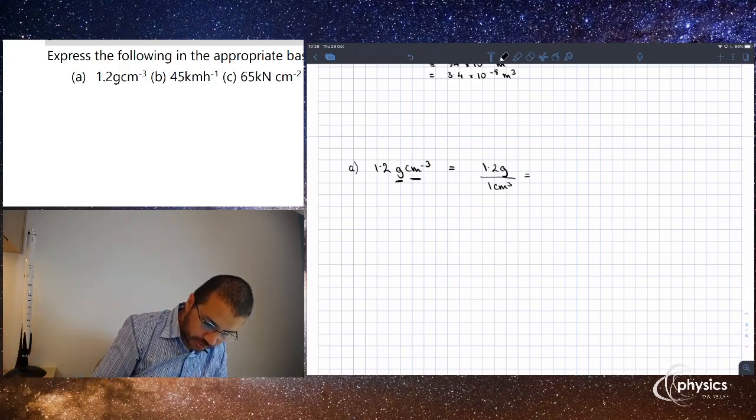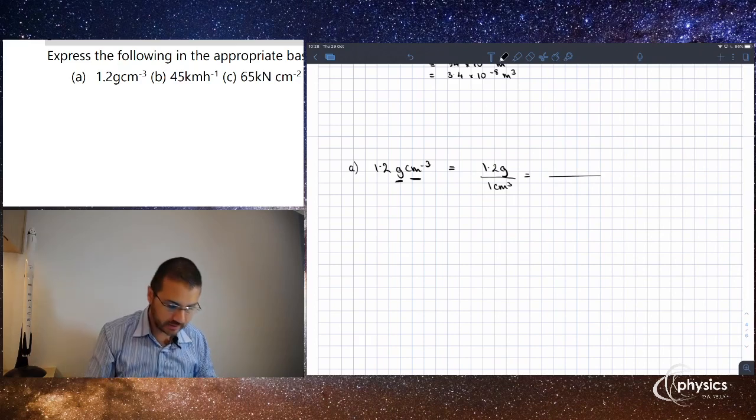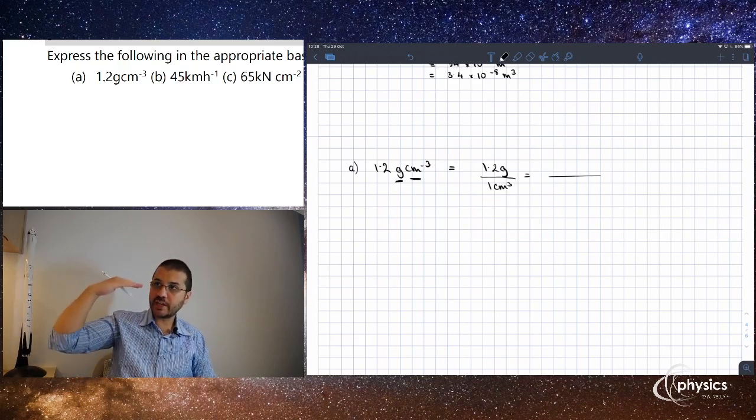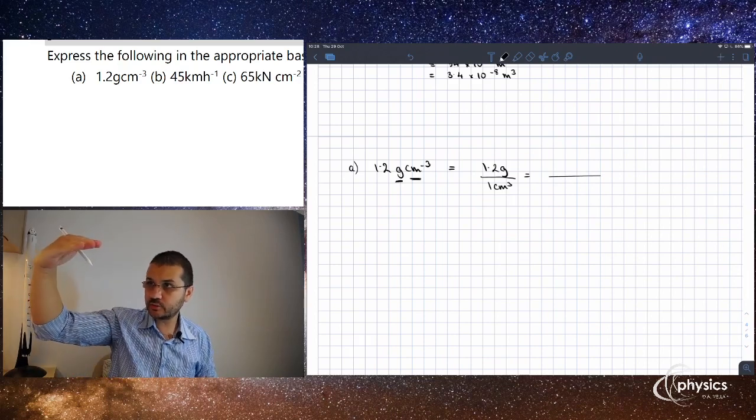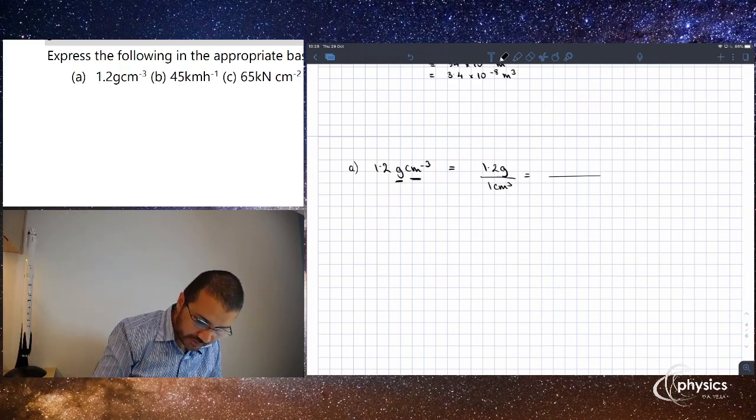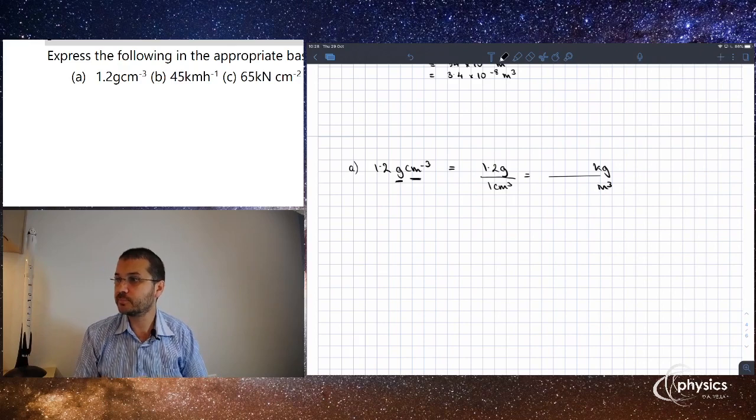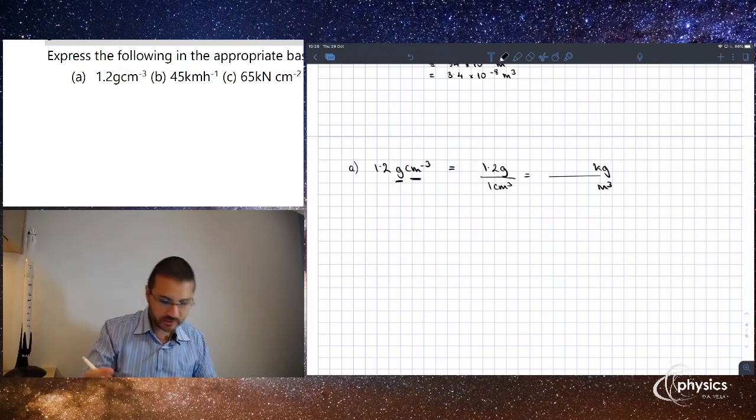So that's the first thing. Then we're going to apply the same method that we've used till now: we change the numerator first, convert the numerator, and then convert the denominator. So I'm going to convert the numerator from grams to kilograms, and the denominator from centimeters cubed to meters cubed. Okay? So this part is exactly as we did last time.